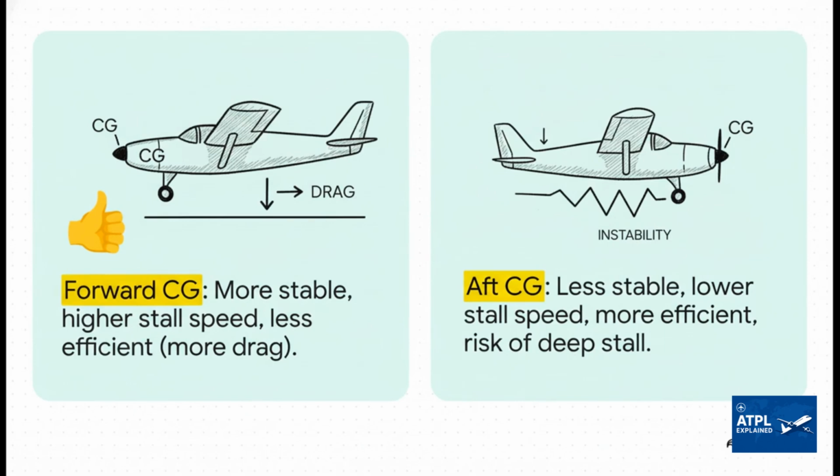So why do we care so much about the CG? Well, it's a classic trade-off. A forward CG gives you rock-solid stability, but it costs you at the pump because of all that extra drag. An aft CG, on the other hand, is way more efficient and gives you a lower stall speed, but it can be a lot less forgiving. So where would you rather be? It's all about finding that perfect balance for each and every flight.